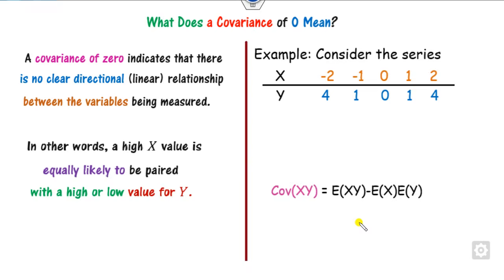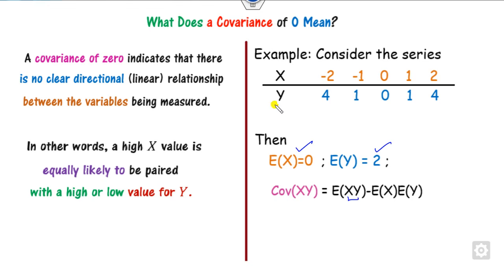For example, consider the two variables x and y. What is the expected value of x? You find it as the summation of x divided by 5. The sum is 0, so 0 divided by 5 is 0. Similarly, what is the expected value of y? That is 10 divided by 5, which is 2. So we can find the expected value of x and the expected value of y here.